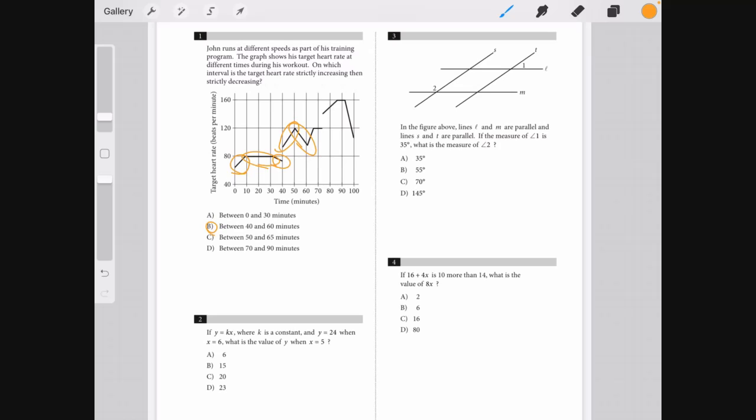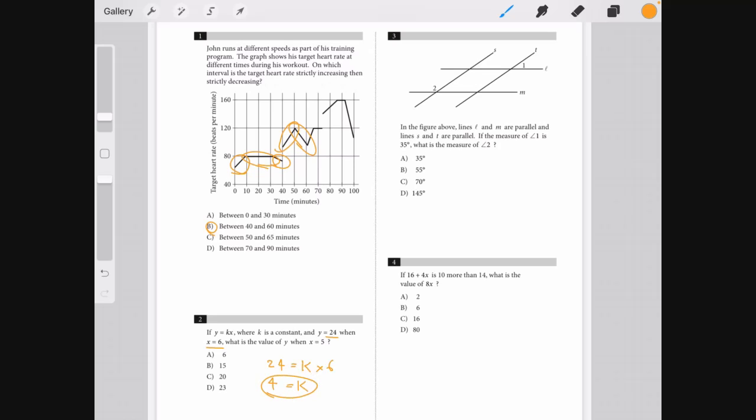If y equals kx, where k is a constant and y is 24 when x is 6, what is the value of y when x is 5? So when x is 6, y is 24. So basically I can just plug in 24 instead of y: 24 equals k times 6. So from here, k will be 4. I divide both sides of the equation by 6.